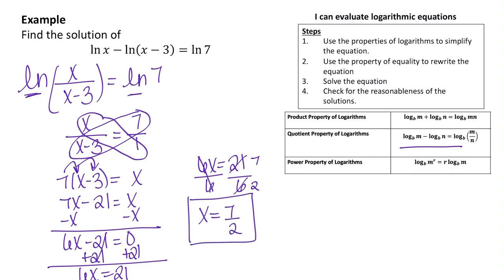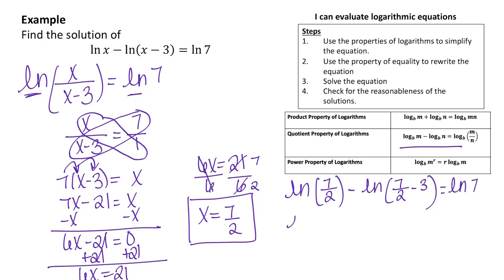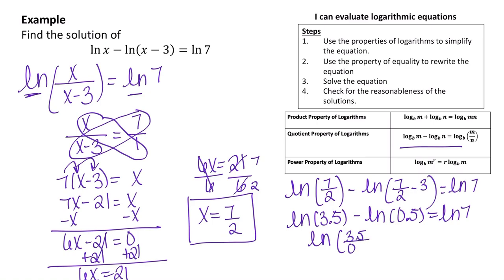We just want to make sure and plug into our original equation so that we're not taking the log of any negative numbers. So we have the natural log of 7 over 2 minus the natural log of 7 over 2 minus 3 equals the natural log of 7. So that tells us the natural log of 3.5 minus the natural log of 0.5 equals the natural log of 7. And actually, we can simplify this using the quotient property, right? This is the natural log of 3.5 divided by 0.5. And that does, in fact, equal the natural log of 7, right? If you do 3.5 divided by 0.5, that tells you the natural log of 7 equals the natural log of 7.